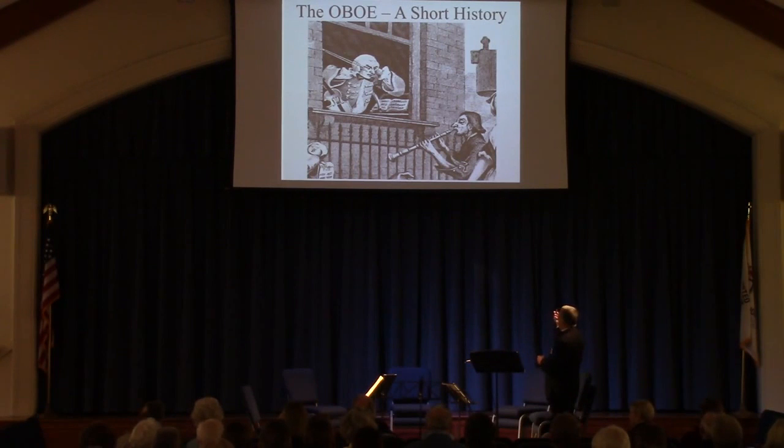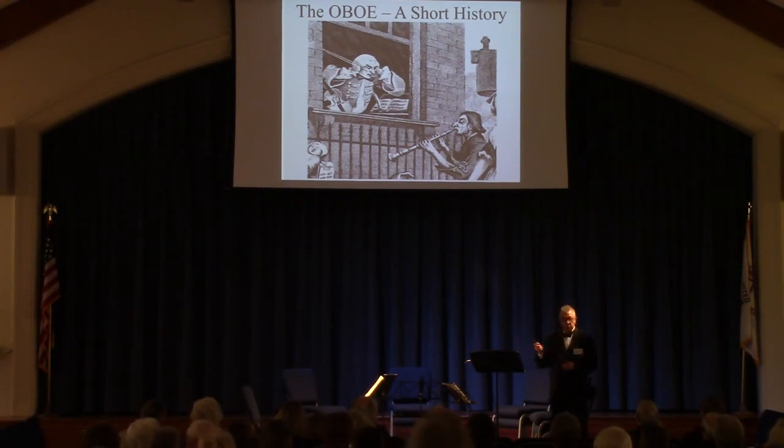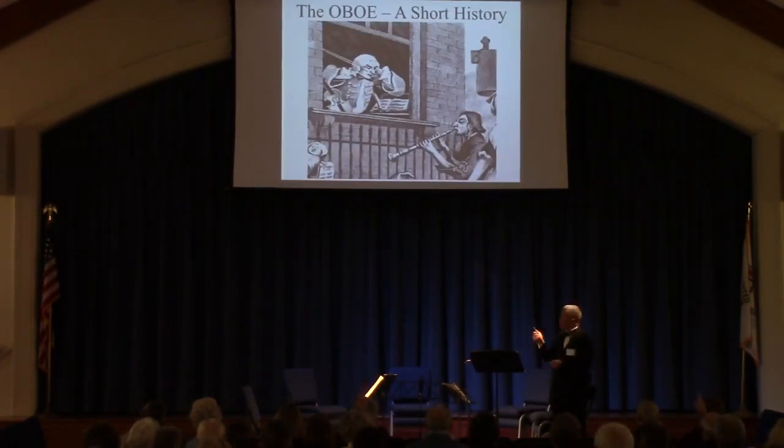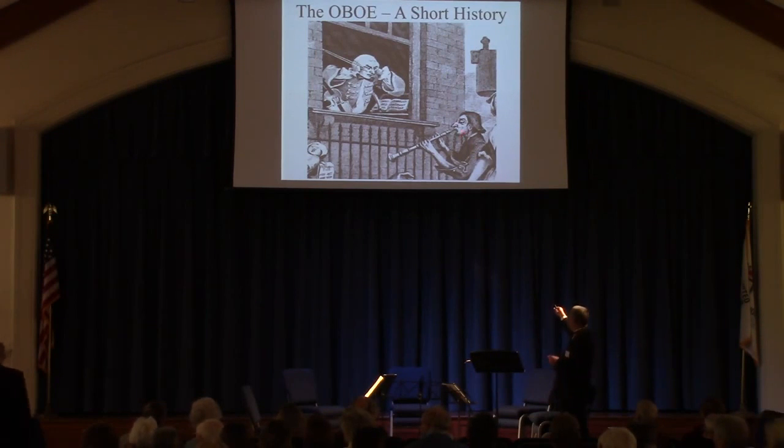So this first slide is a 1741 engraving by William Hogarth entitled "The Enraged Musician." And I pressed the wrong button. Did we lose something? Okay. This is the enraged musician, and he's enraged. This is only a part of the whole engraving, but there's a whole street scene where people are making all kinds of noise, but he seems to be particularly enraged by this oboe player here.